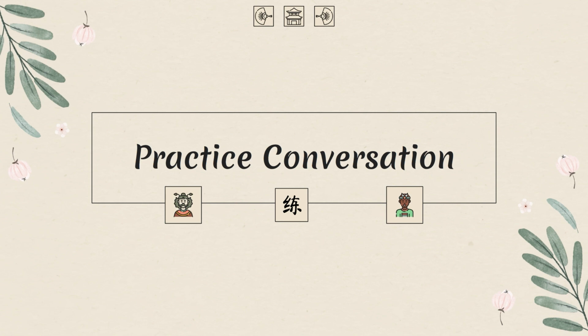Next one. 你爱人有兄弟姐妹吗? So do you remember what 爱人 means? It means spouse. So does your spouse have siblings? So since it's a yes or no question, you can answer it with just 有 or 没有.